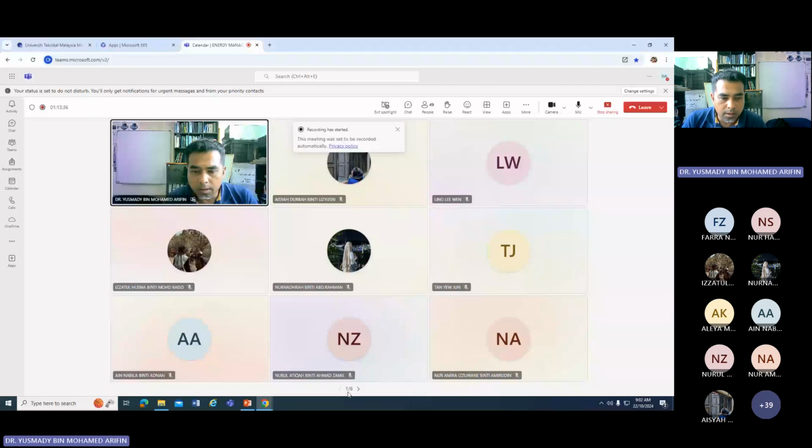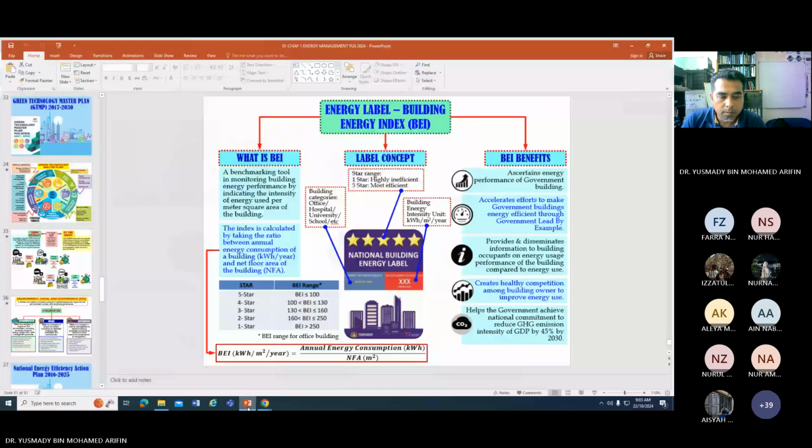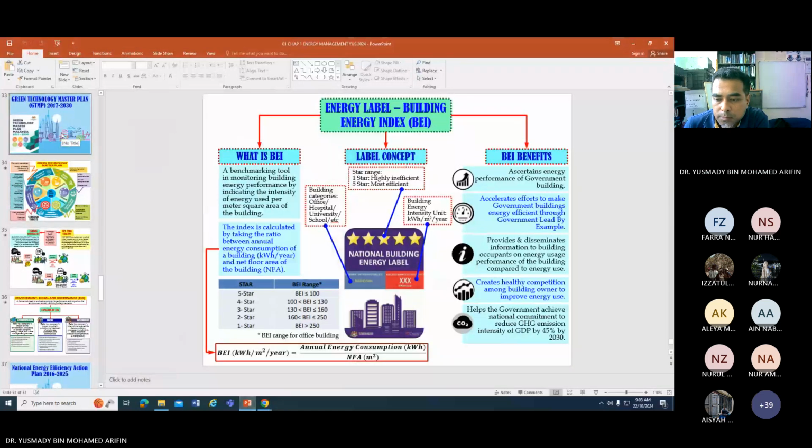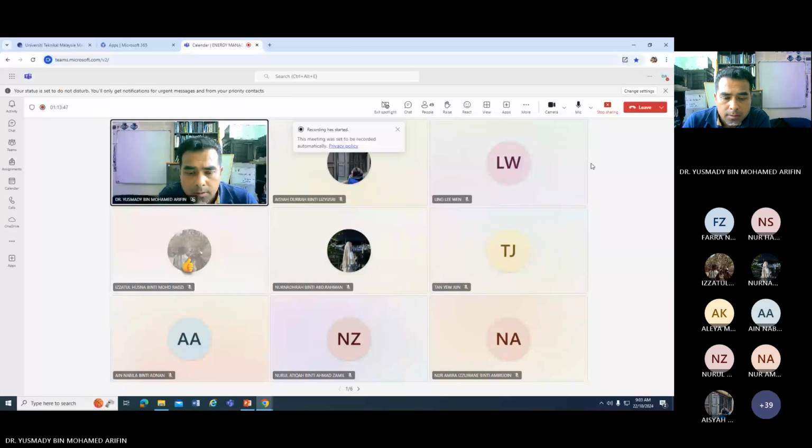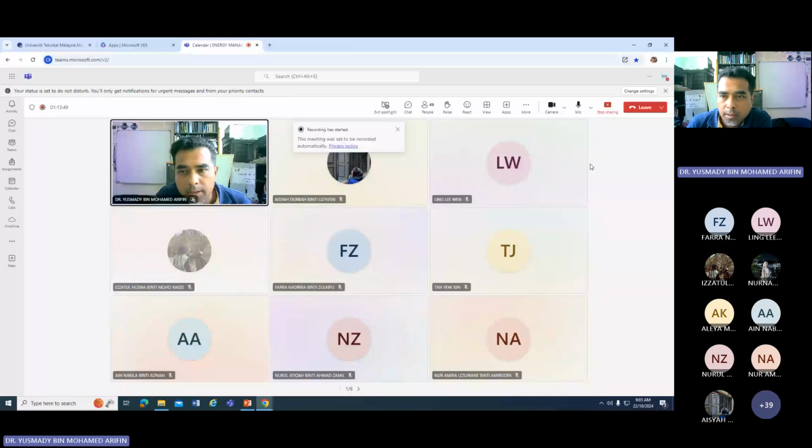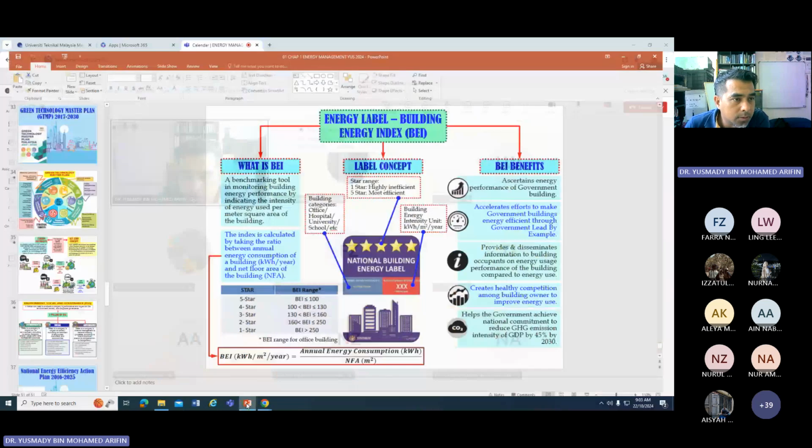Okay. Dah sharing belum? Dah sharing? Semua dah masuk? Ada, doktor. Ada? Okay, kita habiskan cepat. Sambung balik. Sambung.